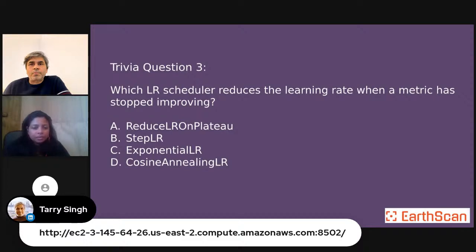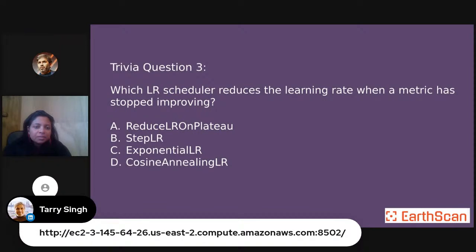Okay, so this is the last question. Which scheduler reduces the learning rate when a metric has stopped improving?